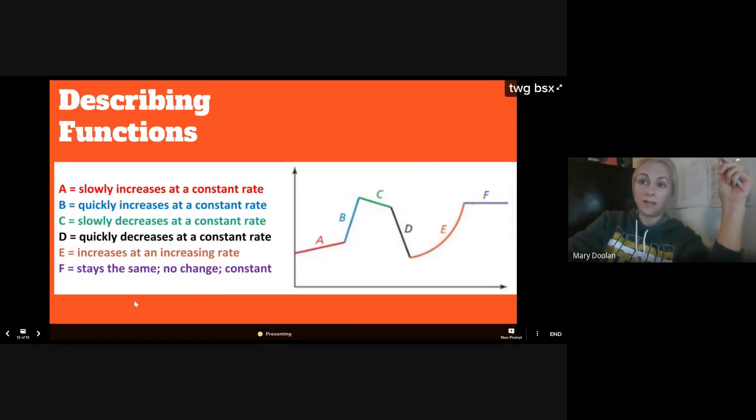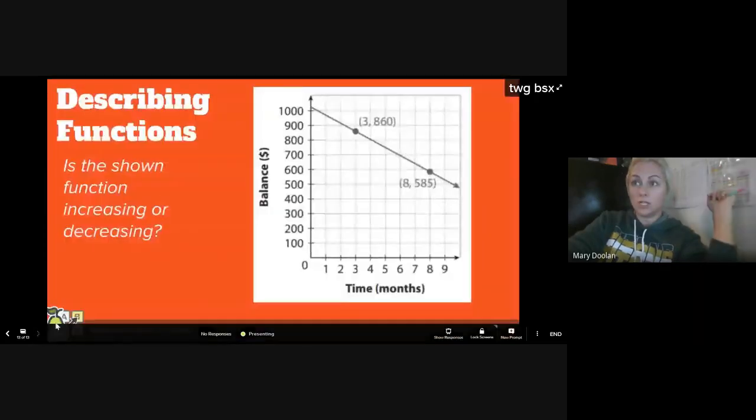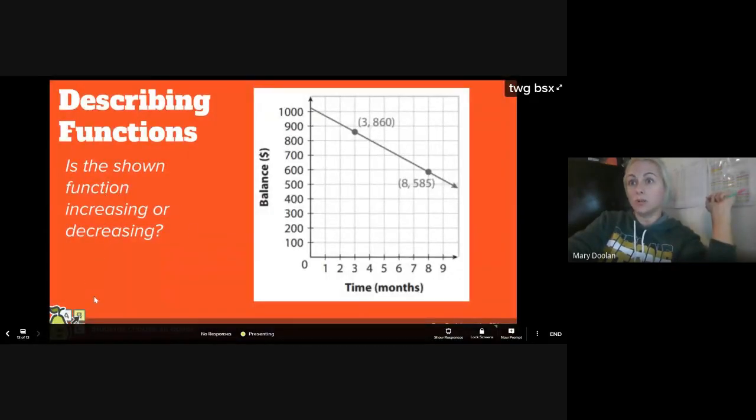F is a flat line segment, it's horizontal. If you have a horizontal line, the slope is 0. So there is no change happening here. It is just staying the same. It is constant, constantly the same with no change because it's straight, but it's staying the same. It's not changing. And then the last one is the shown function.